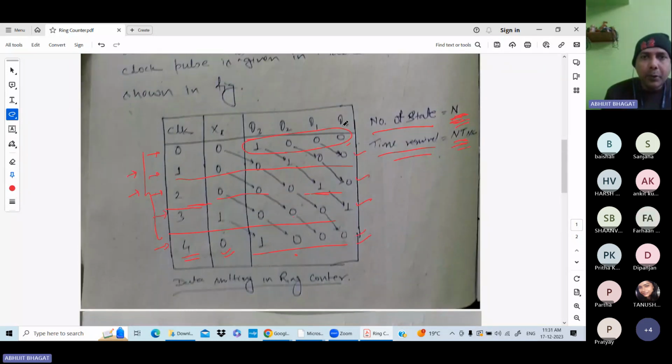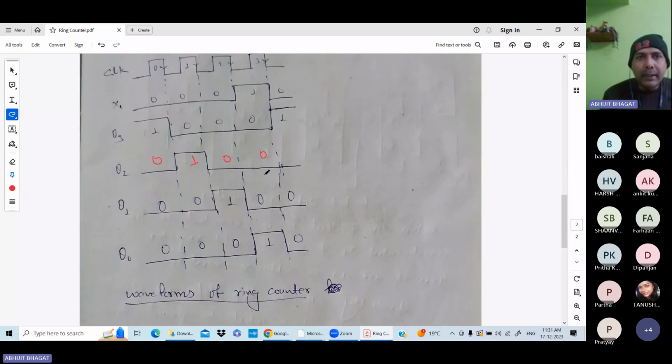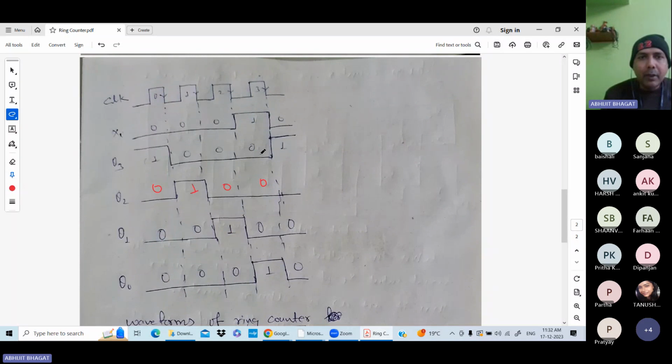For this Q0, you can see for clock 0, it is 0. Clock 1, Q0 is 0. Clock 2, Q0 is 0. Clock 3, Q0 is 1. And clock 4, it is 0. So Q0 is 1 for clock 3. So you can see in the diagram, this is the clock 3. Clock 3 it is 1, and before that it is 0, after that it is 0.